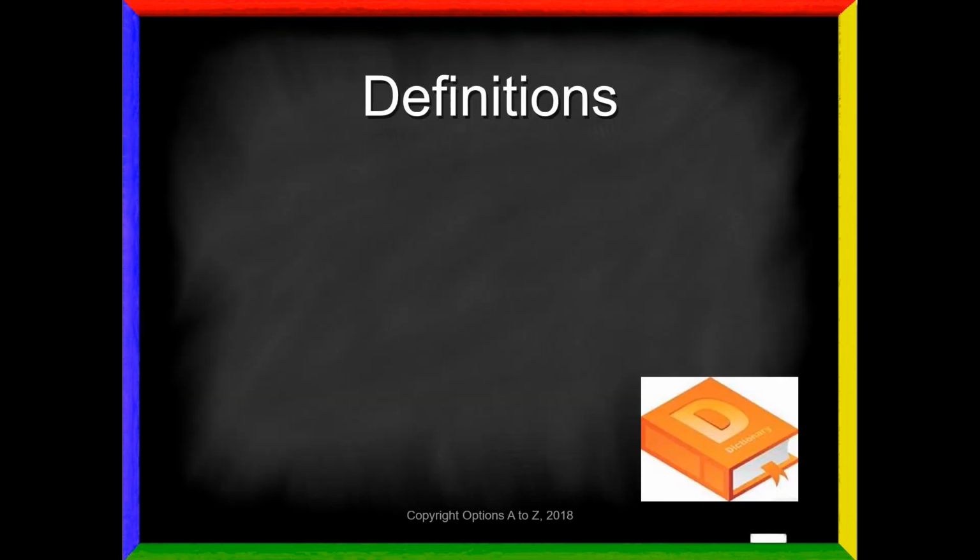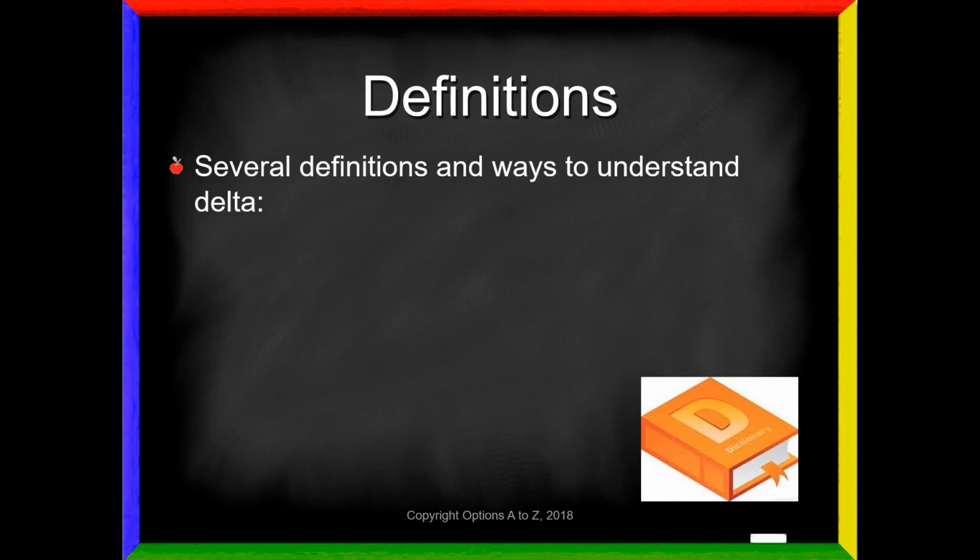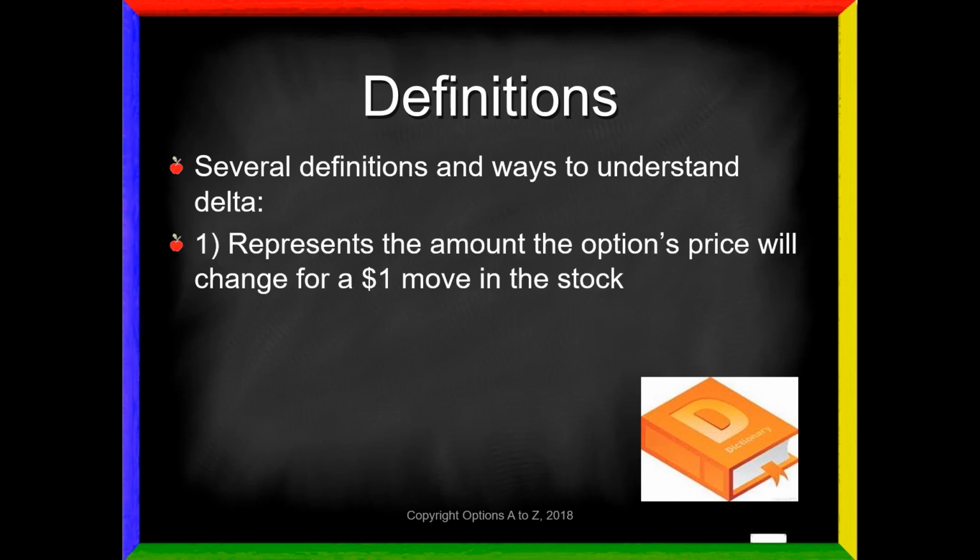So the first thing about delta, let's take a look at some definitions. There are several definitions and ways to understand delta. Let me show you the two most important, the most helpful. First one, delta represents the amount the option's price will change for a $1 move in the stock. Second definition, it is the probability for the option to expire in the money.